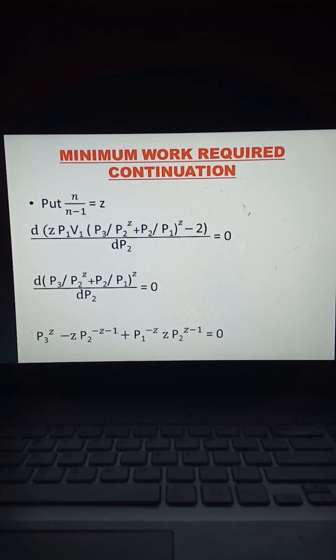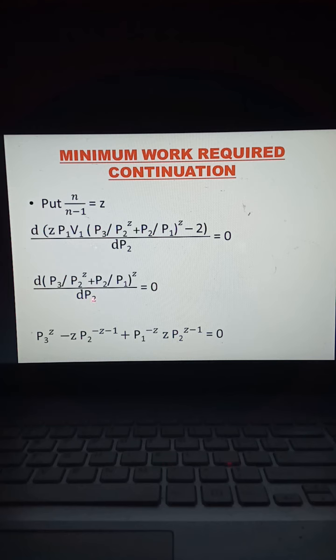Before that, you need to understand what is the integral of x raised to n. It is x raised to n plus 1 divided by n plus 1. And what is the derivative of x raised to n? It is n into x raised to n minus 1. I think all of you know this formula. So we can use this identity for differentiating the given expression.